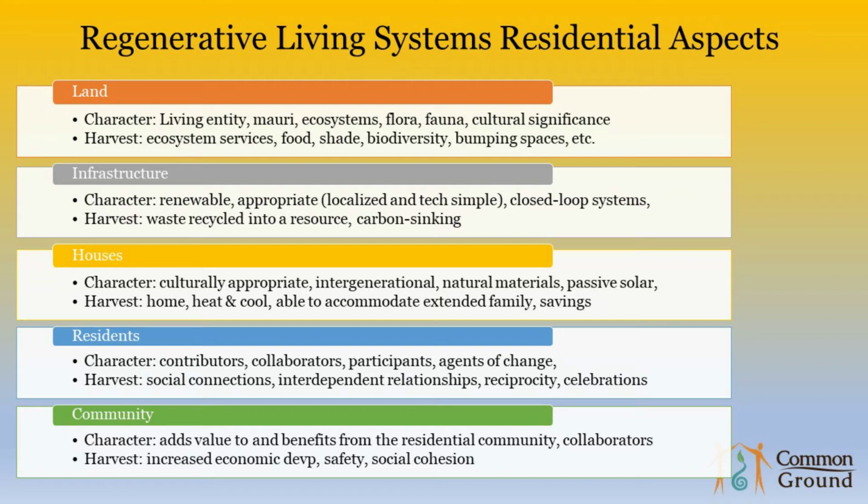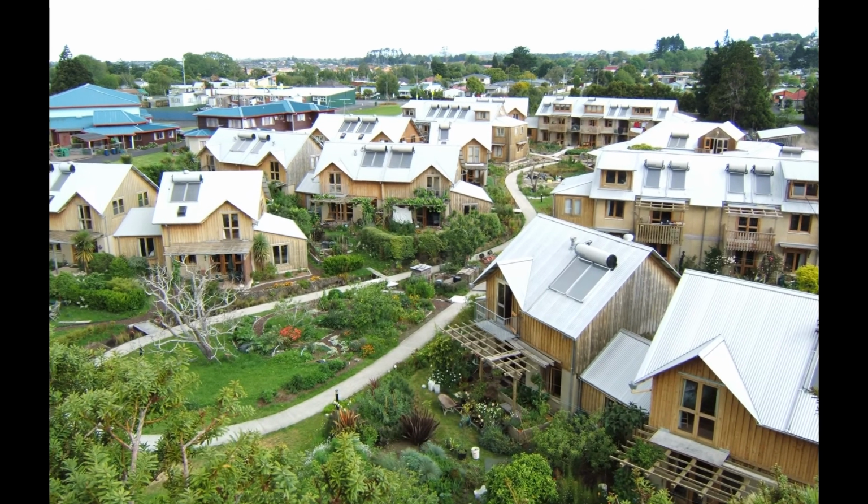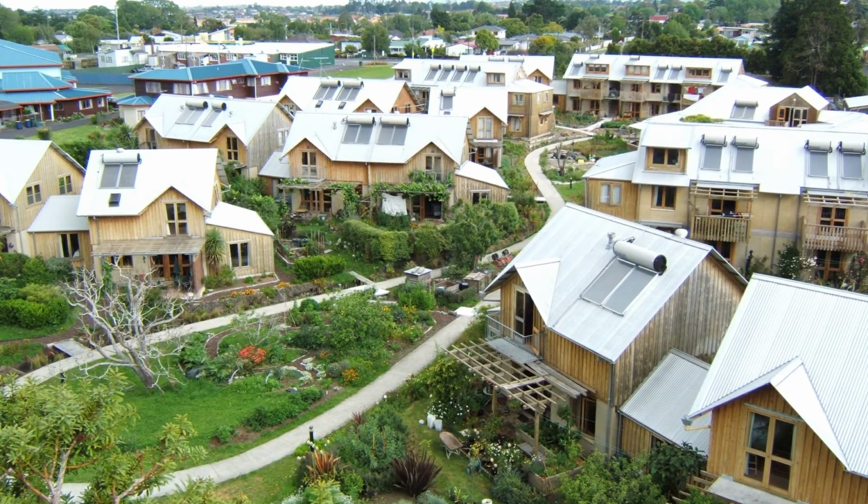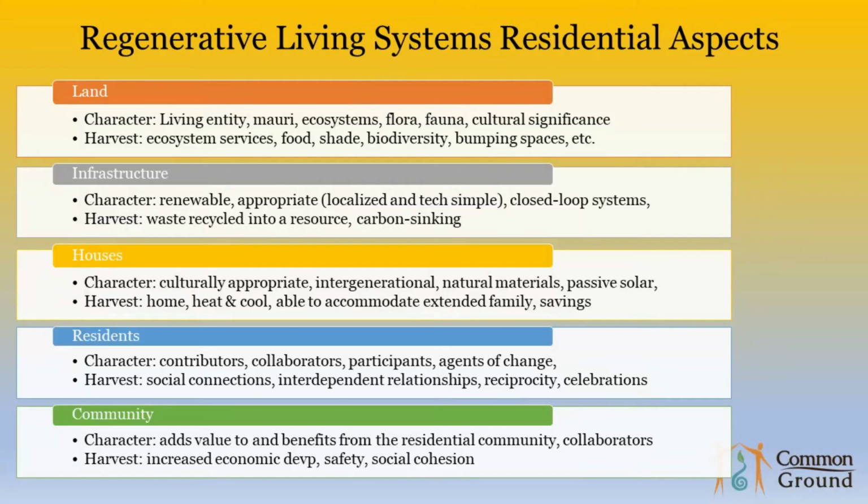And then there's the infrastructure. The character of this infrastructure is that it is renewable, appropriate, so it is local and simple tech, and it has closed loop systems. And the harvest that we get out of that is that we get recycled energy and water, and we would get carbon sinking.